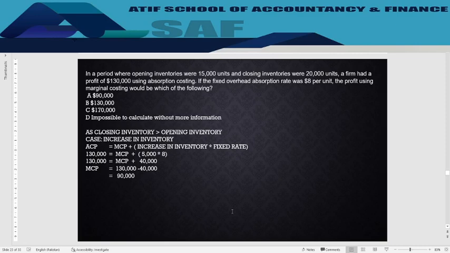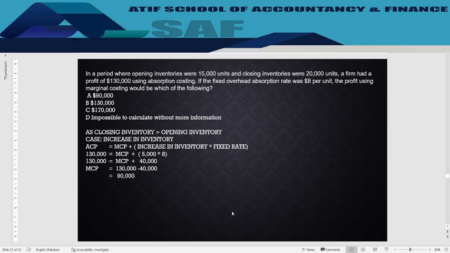In the next MCQ, in a period where opening inventory was 15,000 units and closing inventory was 20,000 units, a firm had profit of 1,30,000 using absorption costing. If the fixed overhead rate was $8 per unit, the profit using marginal costing would be which of the following? As closing inventory is greater than opening inventory, it is a case of increase in inventory where absorption costing profit is greater than marginal costing profit. And it can be calculated as ACP, meaning absorption costing profit, is equal to MCP plus increase in inventory into fixed rate. By putting all the information in the question, we will get the marginal costing profit of 90,000.